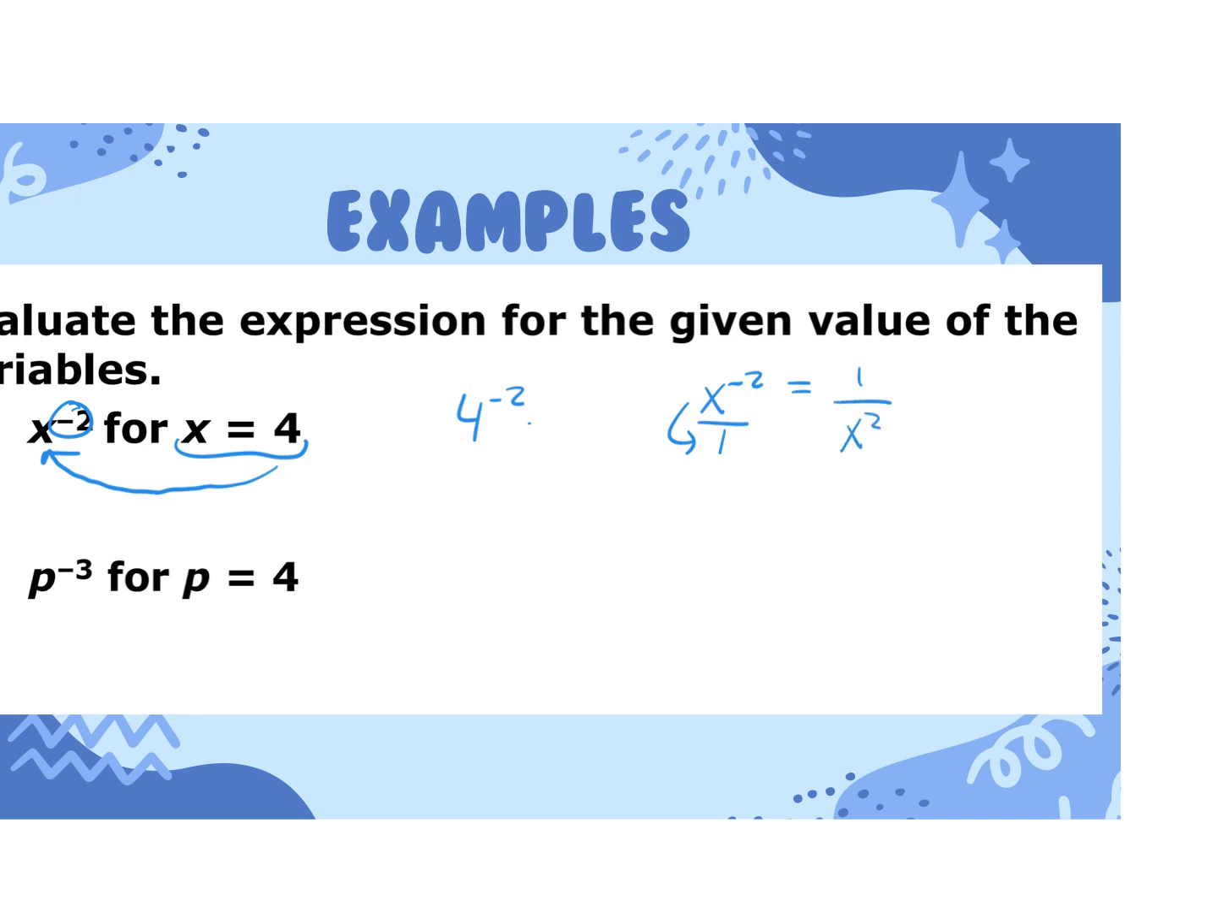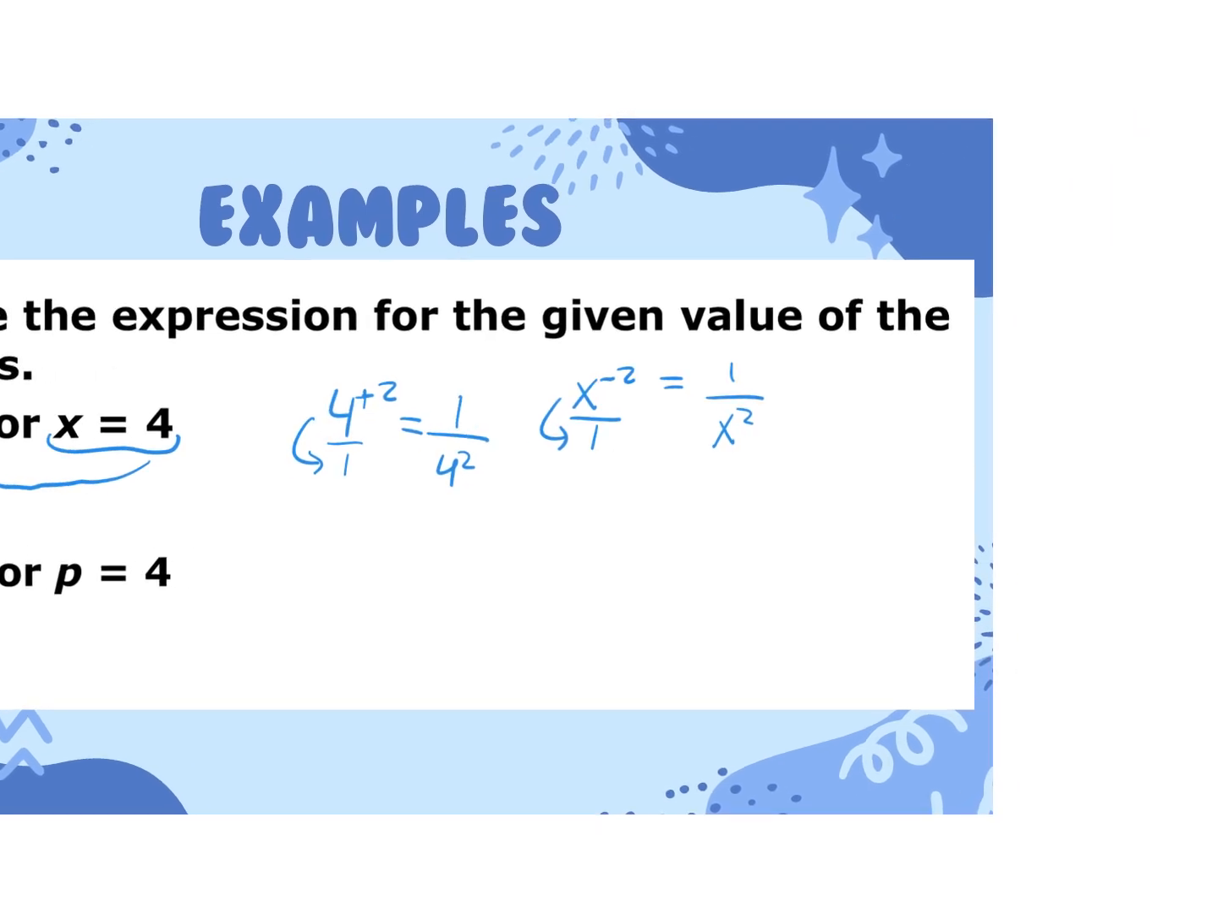Or it doesn't make a difference, really, if I had just done it plugging in the 4 from the beginning, because I could bring this 4 to the bottom and then change this exponent positive. But either way, you should get 1 over 4 to the 2nd power. And then 4 to the 2nd power is 4 times 4, which is 16. So this answer right here is going to get us 1 over 16.